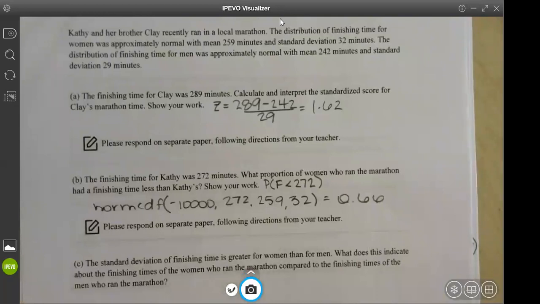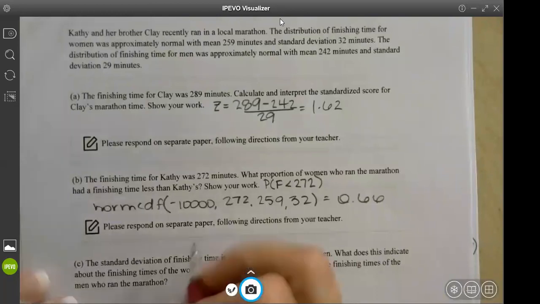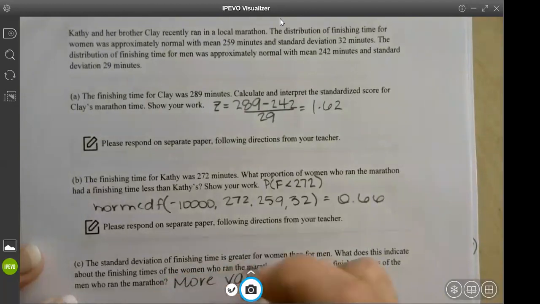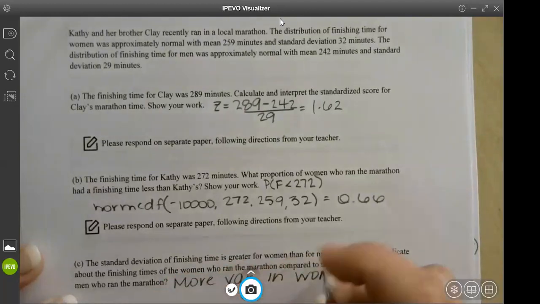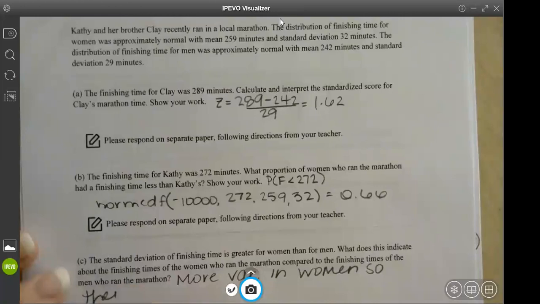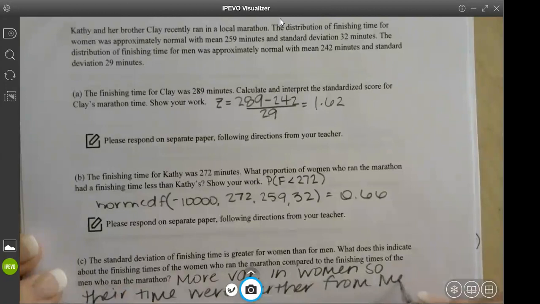All right, so part C says the standard deviation of finishing time is greater for women than for men. What does this indicate about the finishing times of the women who ran the marathon compared to the finishing times of the men? So there was more variation in the women. So their times were further from the mean than men.